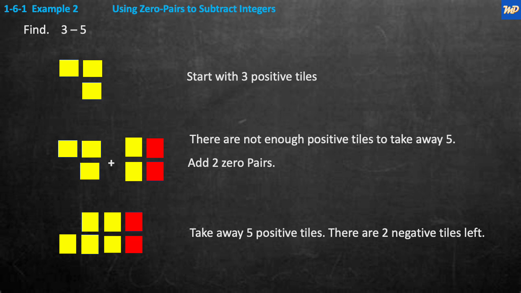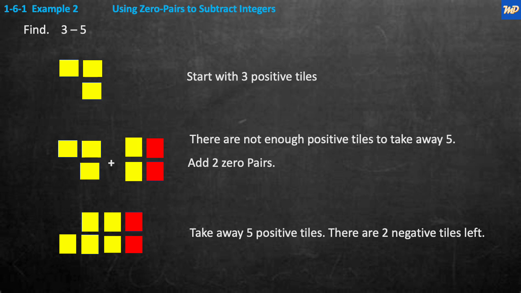Okay, for example 2, we're going to be using 0 pairs to subtract integers. Remember what a 0 pair is? A 0 pair is a pair of opposites, the positive and the negative. So a 0 pair would be +1 and -1. You can add +1 and -1 to any expression, and it doesn't change it because you're adding 0.